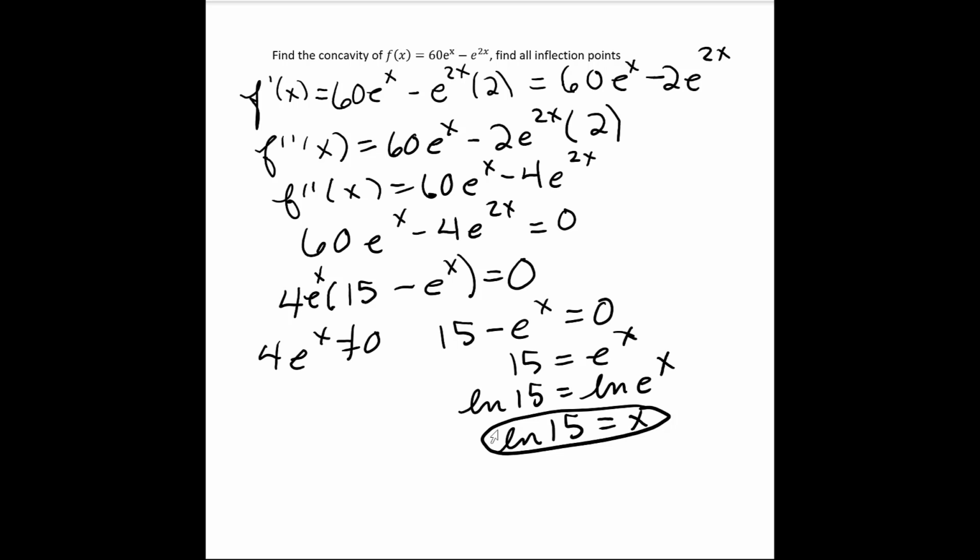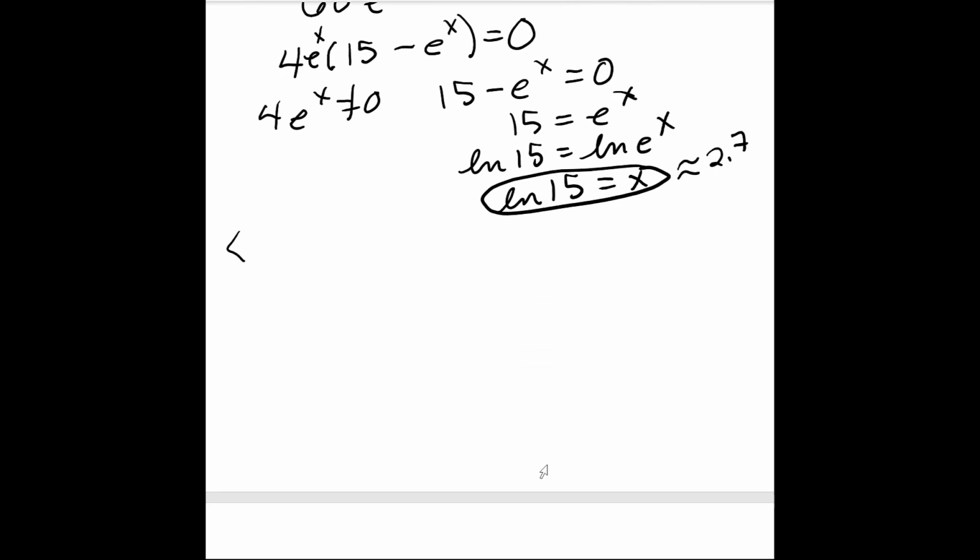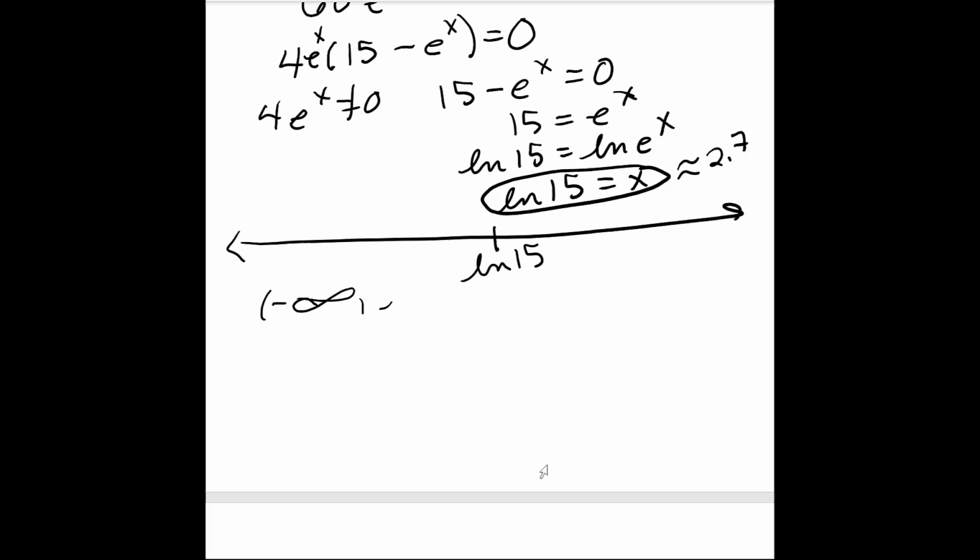Now the domain, because it's e, is all reals, so I go from negative infinity to infinity. If you're thinking, how do I split up the natural log of 15? You can go to your calculator, put in the natural log of 15, and it says it's about 2.7. So I'm going to write that in there so we have it. We are going to split up the real number line right here, at the natural log of 15. So we're going negative infinity to the natural log of 15, and then the natural log of 15 to infinity.